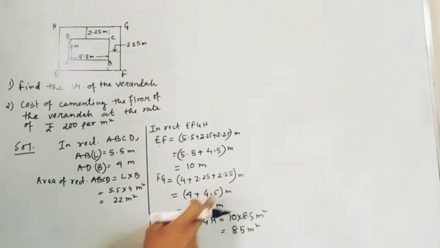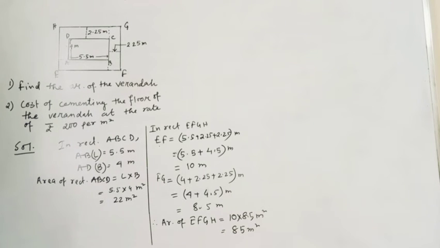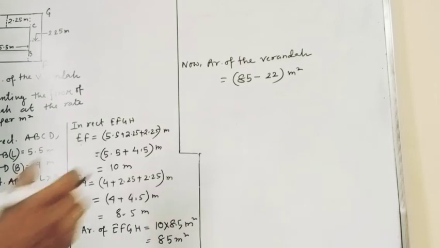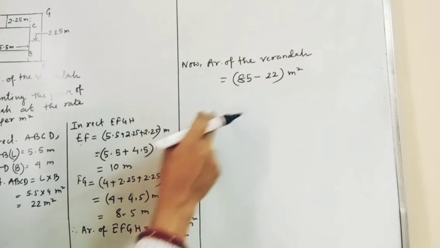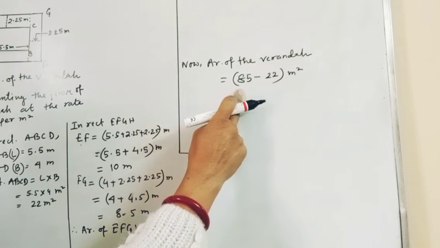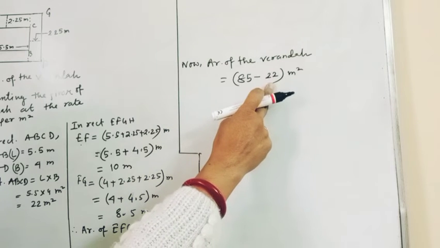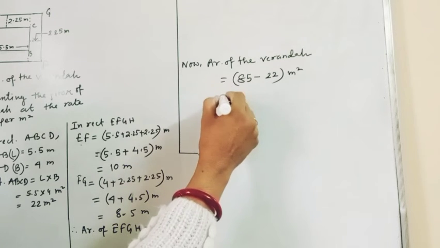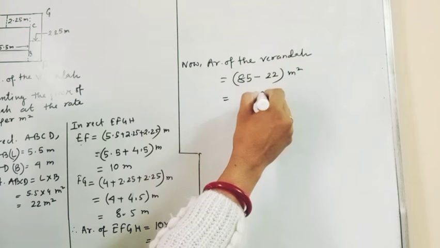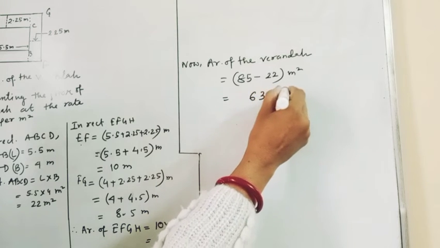Now the area of EFGH, that is the outside rectangular portion along with the veranda, is 10 into 8.5, which is 85 meter square. Now for the area of the veranda, 85 is the outer rectangular area and the inner rectangular area was 22 meter square. So subtracting, it will be 63 meter square.